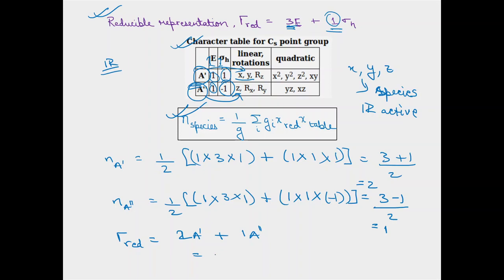So we are getting a total of 3 carbonyl stretching frequencies, okay, that is 3 active IR bands.